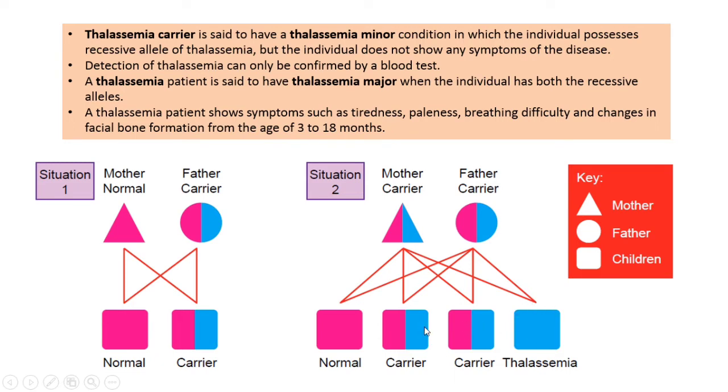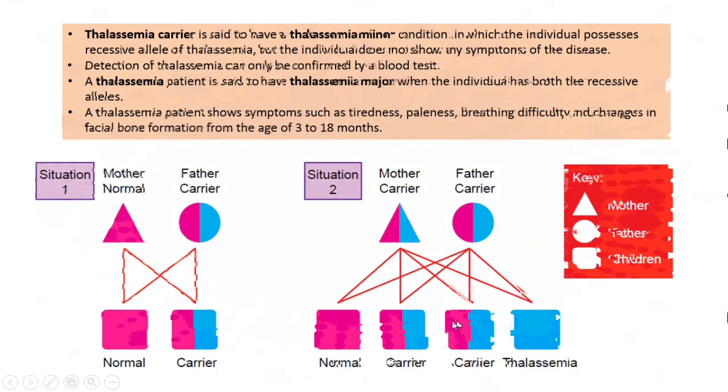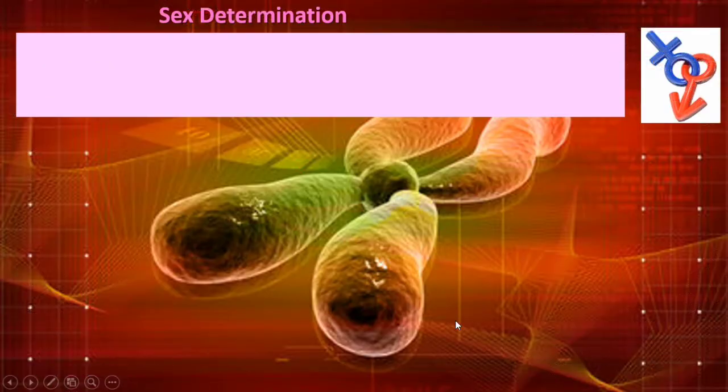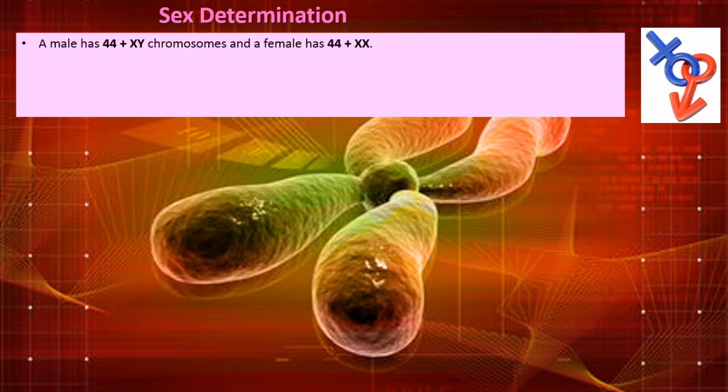Okay, next we will learn about sex determination. Okay, penentuan jantina. Lelaki dan perempuan dalam anak-anak. A male has 44 plus XY chromosome and a female has 44 plus XX. So this is the human karyotype we have learned previously.